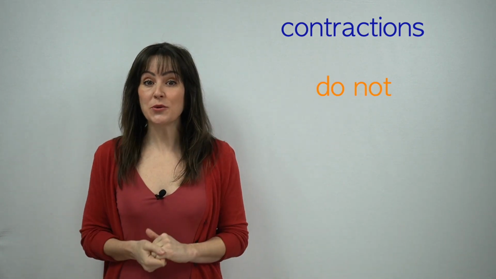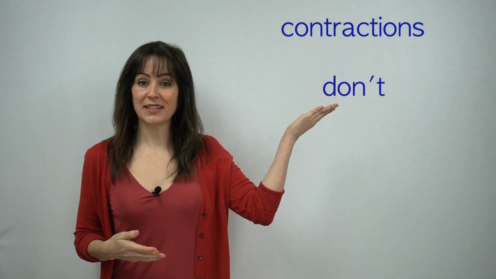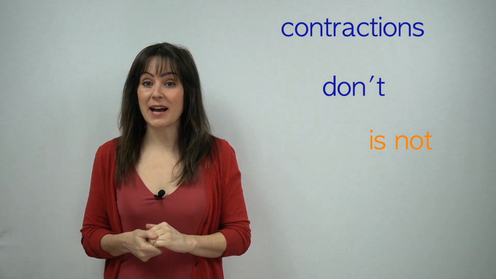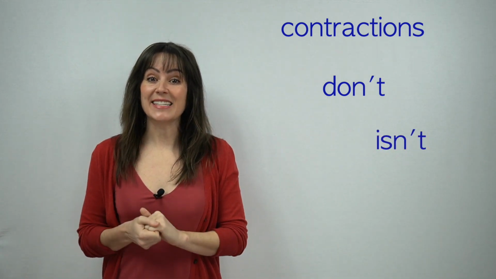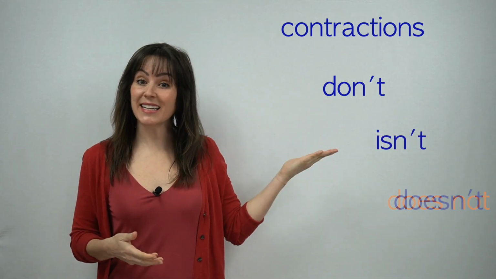Most of the time, you can contract these auxiliary verbs with not. Do not becomes don't. Is not becomes isn't. And does not becomes doesn't.